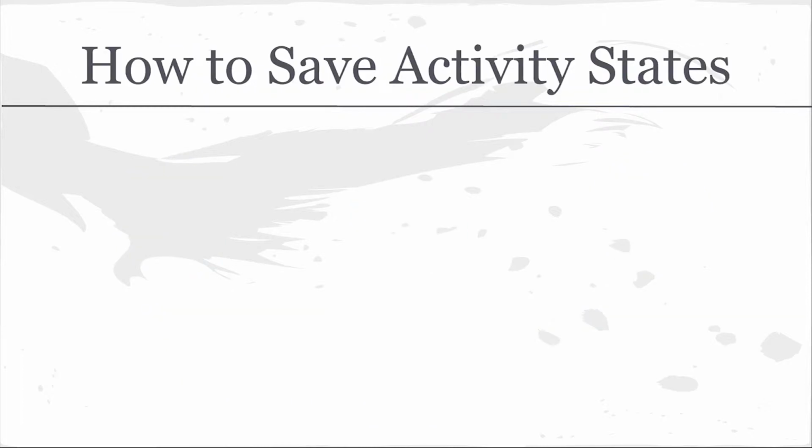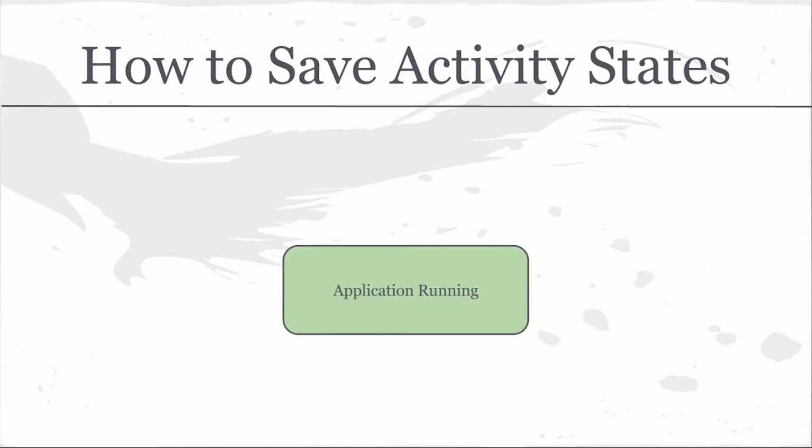So how do you save the state? Well, let's just think of the application now in its normal state, application running. This is the user using the application, everything's going great. However, the user navigates away from your application and starts doing something else, and the application gets temporarily destroyed to sanction some of the resources for the activity which is currently in focus.